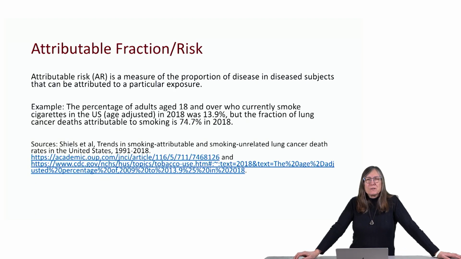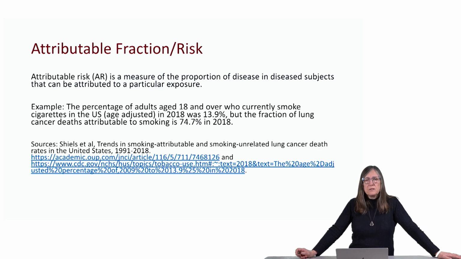All right, attributable risk or fraction is used a lot in public health. We don't have the money to do everything we want to do, so if we want to prioritize our public health dollars for public health messaging, where will we get literally our biggest bang for our buck in terms of the proportion of disease due to a given risk factor that might be modifiable in a population? So attributable risk, you see the definition here, is a measure of the proportion of disease in diseased subjects that's attributed to a particular exposure or risk factor.